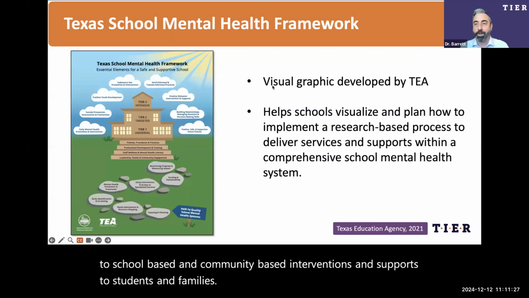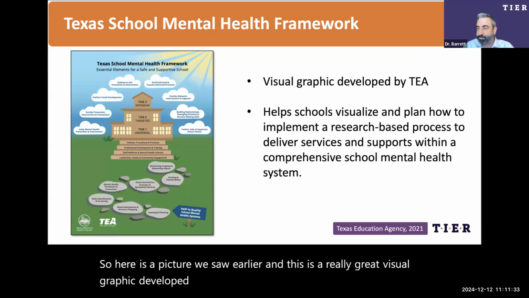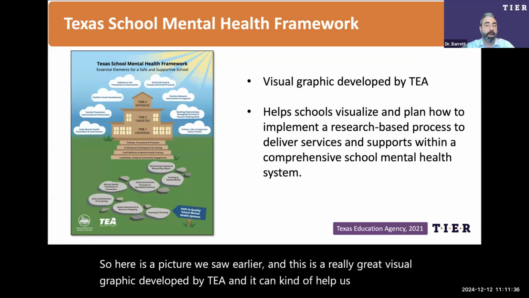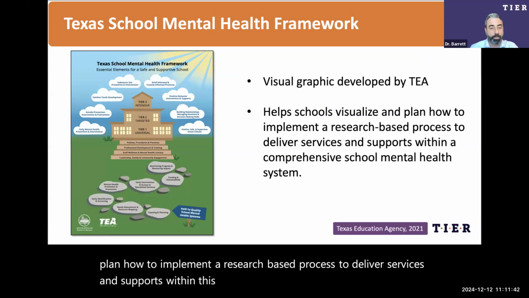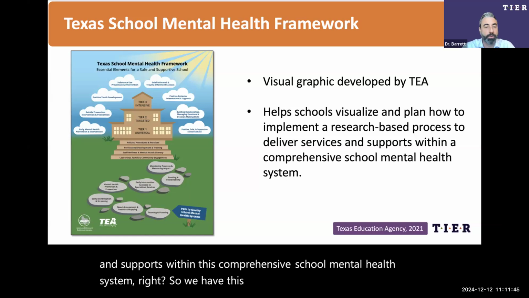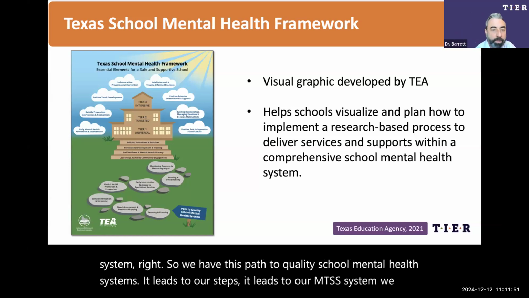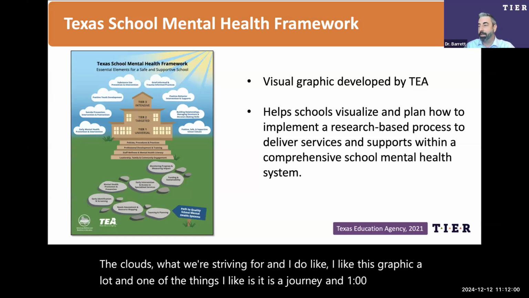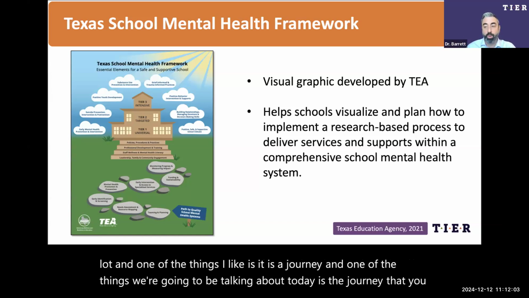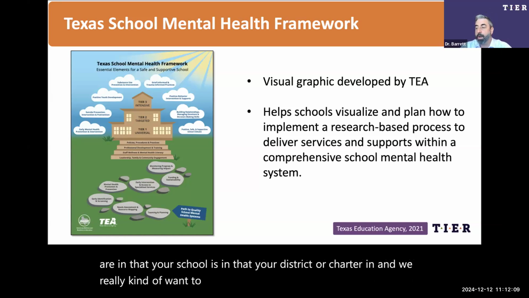So here is a picture we saw earlier, and this is a really great visual graphic developed by TEA. It can help us visualize and plan how to implement a research-based process to deliver services and supports within this comprehensive school mental health system, right? We have this path to quality school mental health systems. It leads to our steps, it leads to our MTSS system. We have essential elements up in the clouds, what we're striving for. I like this graphic a lot, and one of the things I like is that it is a journey. One of the things we're going to be talking about today is the journey that you are in, that your school is in, that your district or charter are in, and we really want to work and partner with you on that journey.